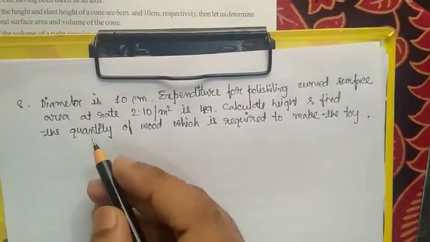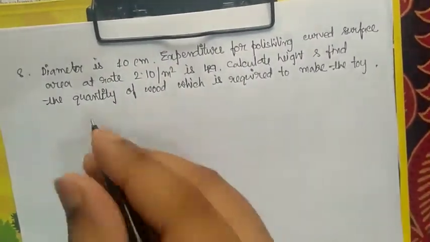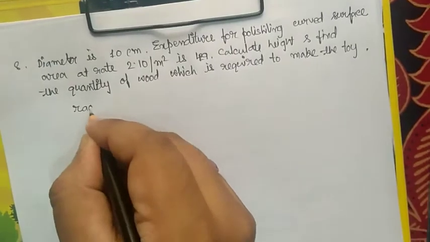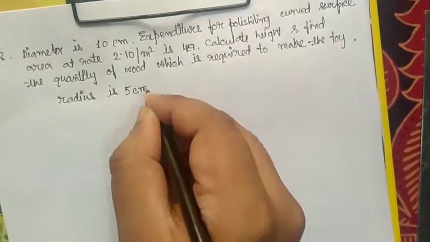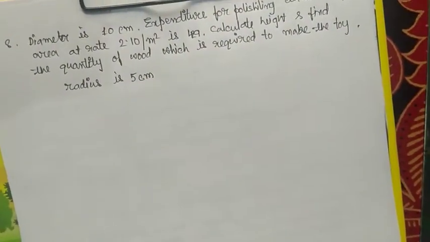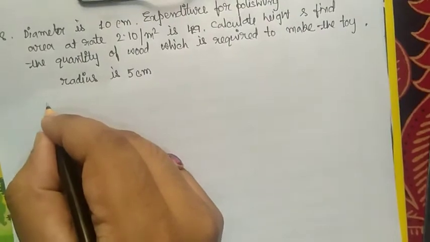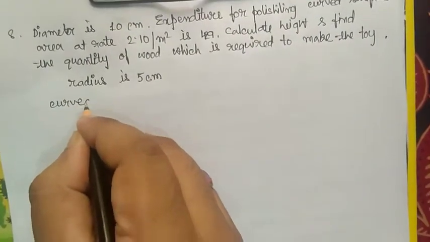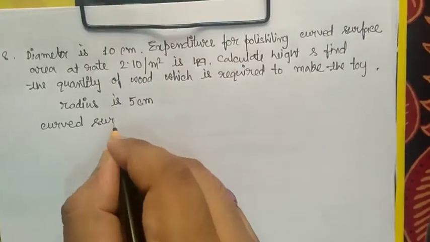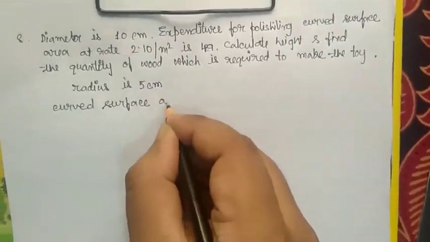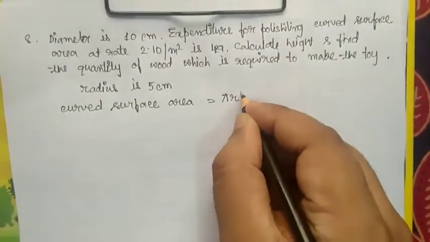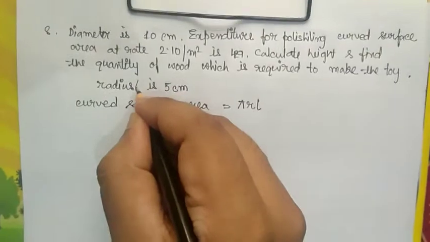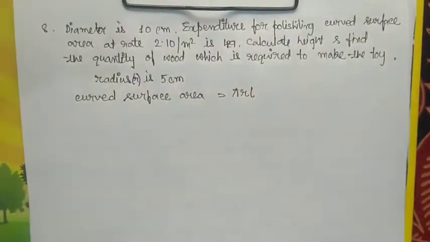So now what is given is diameter is 10 centimeter. So radius is 5 centimeter. Now, curved surface area or lateral surface area, both are the same. Curved surface area equal to, we know the value, pi r l, where r is the radius and l is the slant height.